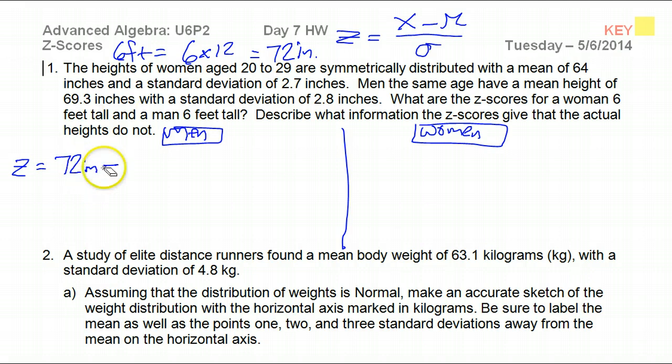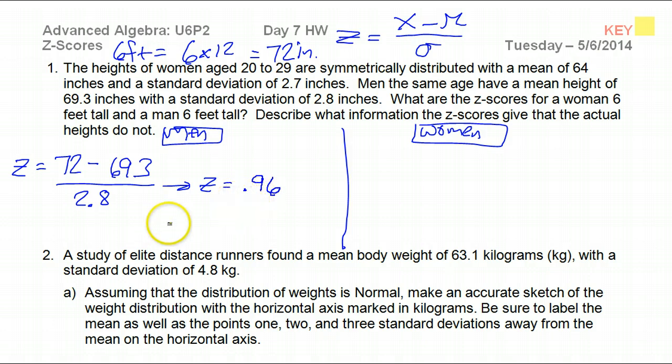So I need to do 72 minus the mean, which is 69.3, divided by the standard deviation of 2.8. Let's just put that in our calculator and see what we get. I'm getting 0.96, and I'm going to leave it at that, 0.96. So that's the z-score for this man.